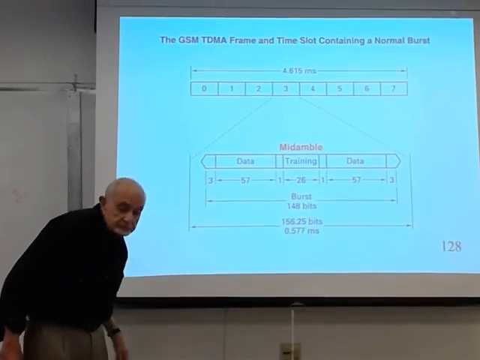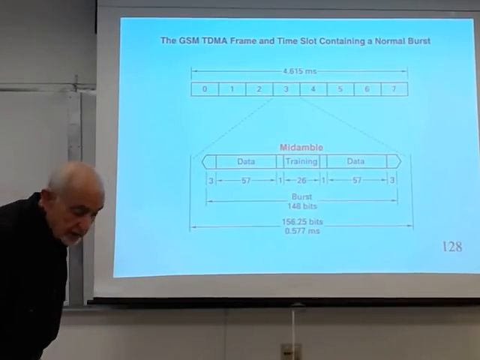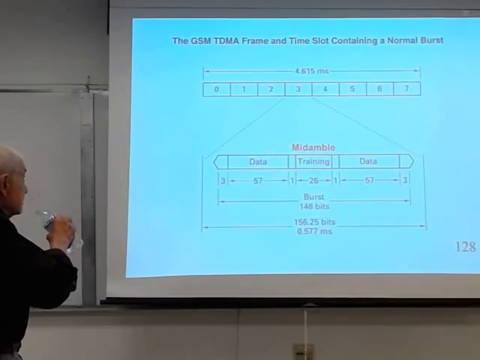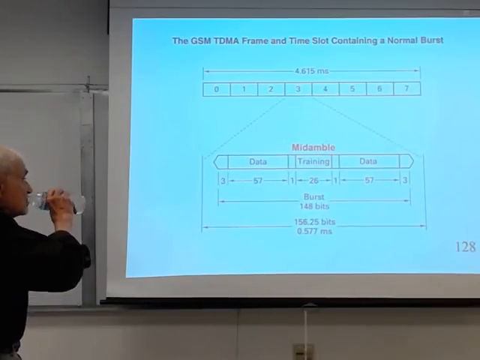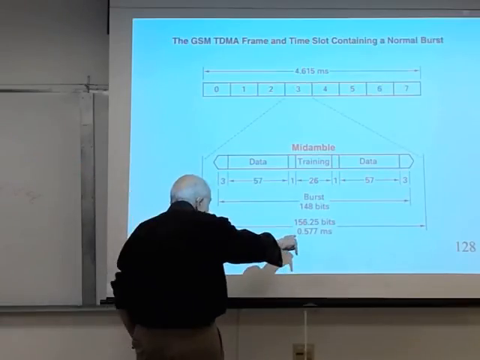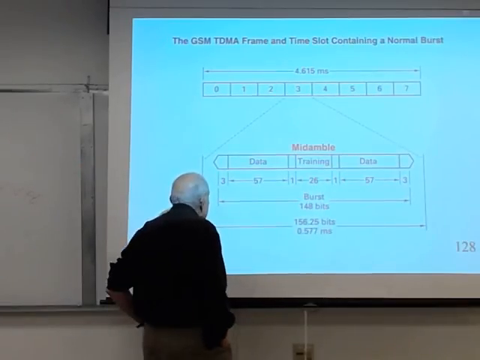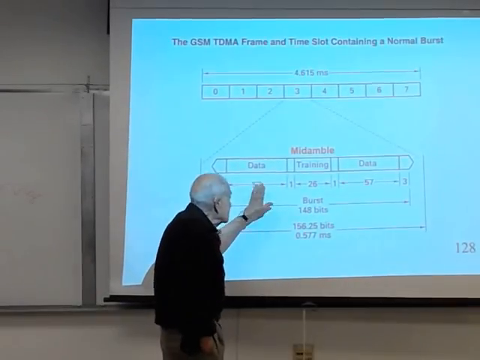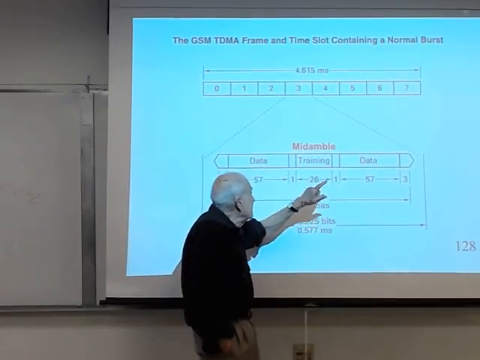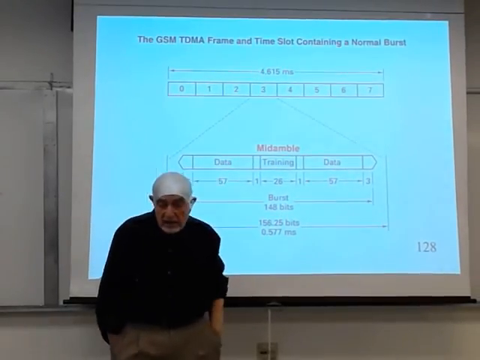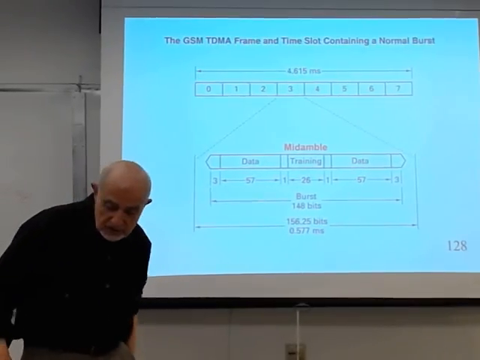So this is the frame of GSM. The frame time is 4.6 milliseconds. There are 8 slots in the frame. One slot is a little over a half a millisecond, 0.577 milliseconds. Notice there is a start and a stop. There's data, 57 bits here and 57 bits here, and there is a 26-bit training sequence, and that is for synchronization.